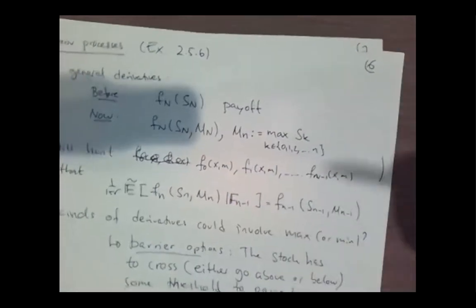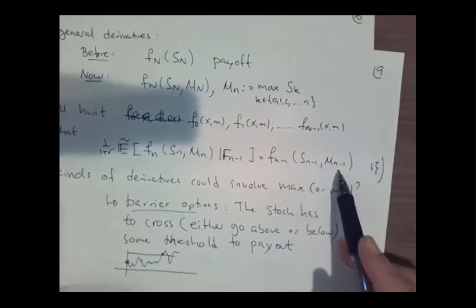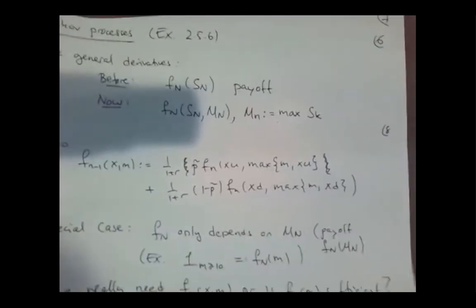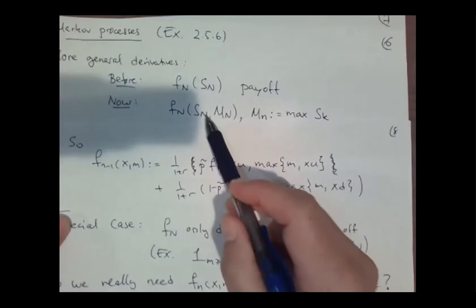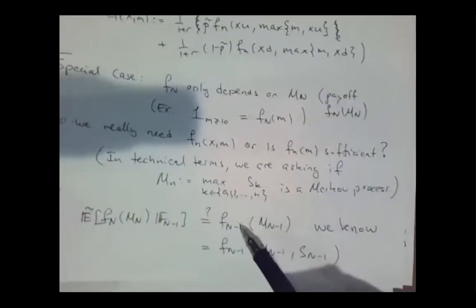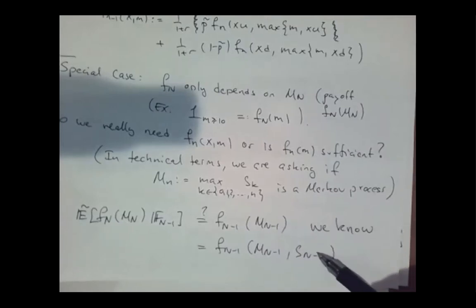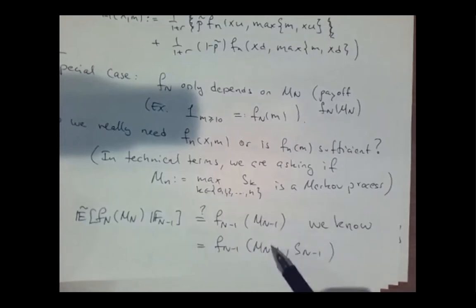And so we go through the motions and we get these functions that depend upon both the stock and the running max to get the conditional expectation. So now we're asking, what about this special case where the payoff only depends upon the running max? There's no stock appearing in the payoff at the end. Is it sufficient to just keep track of the running max in these functions, or do we really need to include the stock as well? It's easier to keep track of just one process than it is to keep track of two.